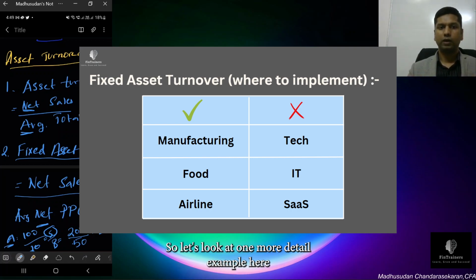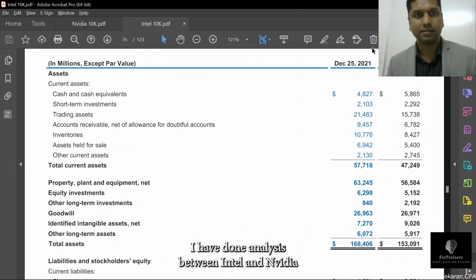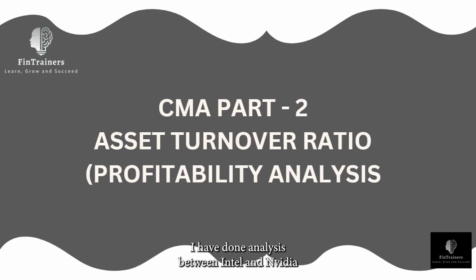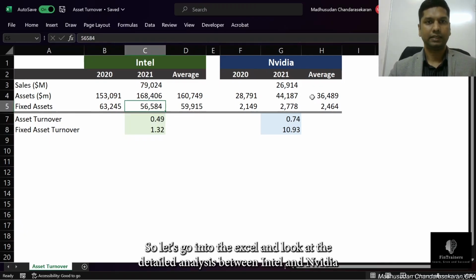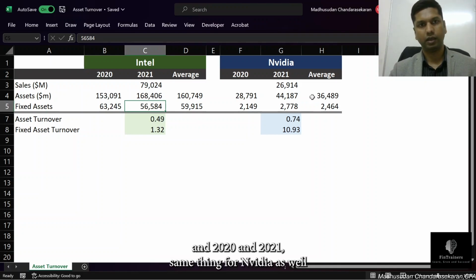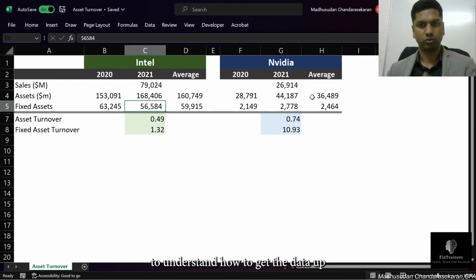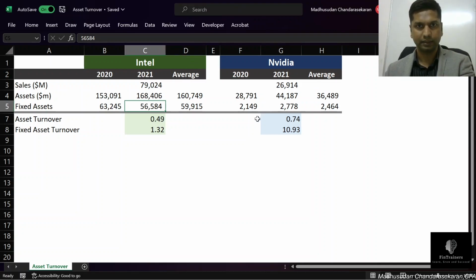So let's look at one more detailed example here. I have done analysis between Intel and NVIDIA. So I'm just going to open up my Excel here. Let's go into the Excel and look at the detailed analysis between Intel and NVIDIA. Intel's data I took from the 10K for 2020 and 2021. Same thing for NVIDIA as well. We will look at Intel's to understand how to get the data.